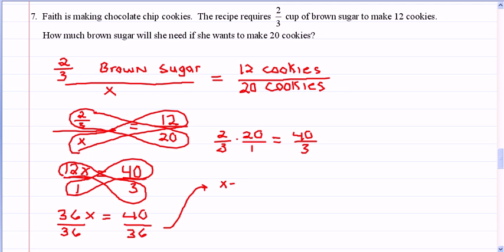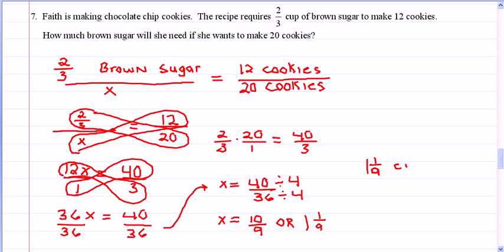And I get x is equal to 40 over 36, which I can divide both parts of this fraction by 4, so that I get x is equal to 10 over 9, which is the same as 1 1/9. So since this is a word problem, I want to say that it's 1 1/9 cup of brown sugar.